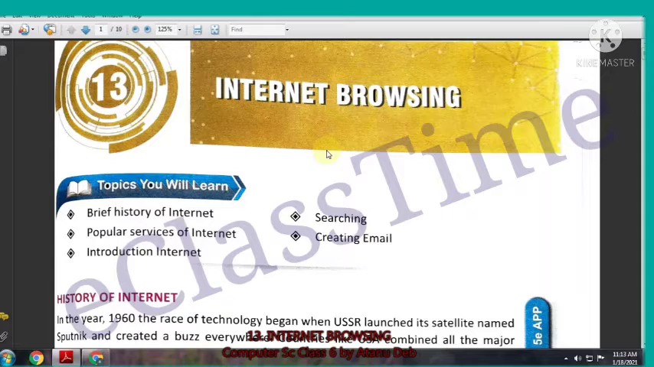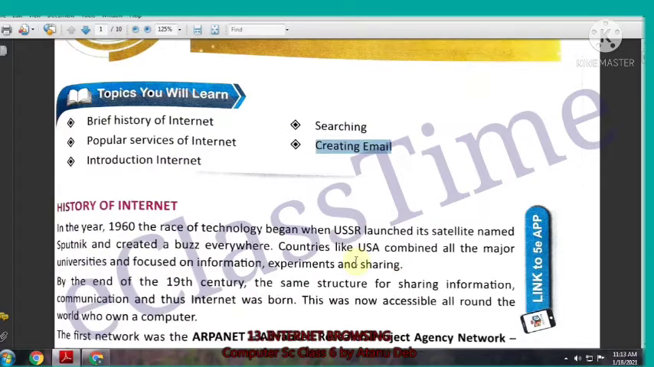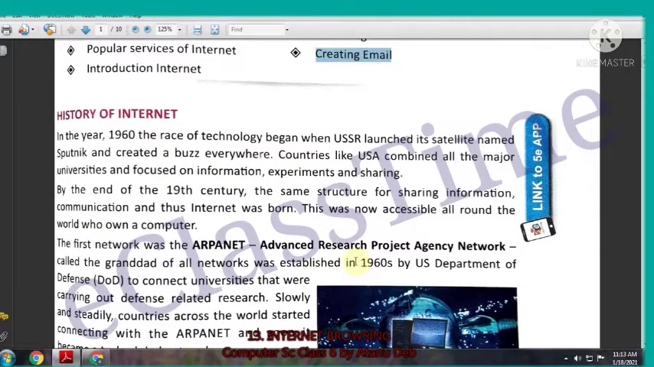Today we'll start discussing the last lesson, lesson number 13, that is internet browsing. So this is basically a theoretical lesson. Here you will get to know about the history of internet, how the internet evolved, services available on the internet, how to do searching using Google or Yahoo search engines, and how you can create email. So let us begin with the history of internet.